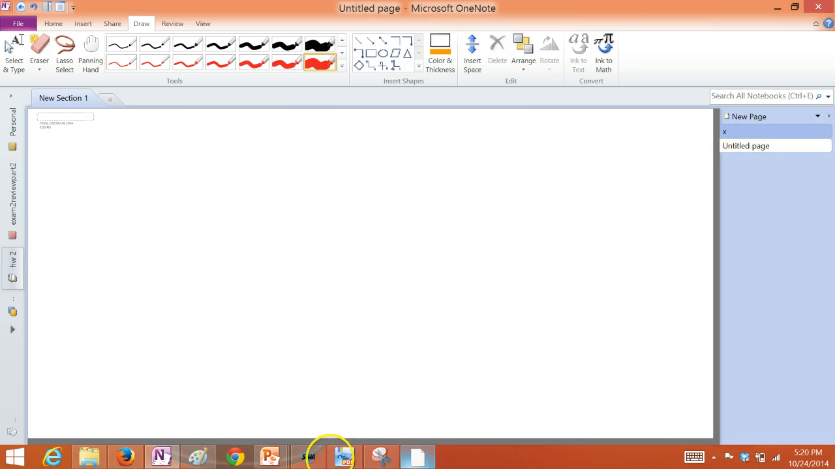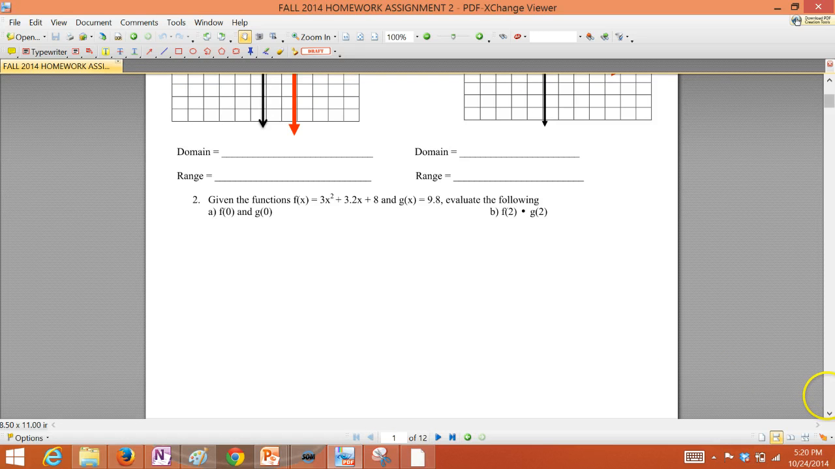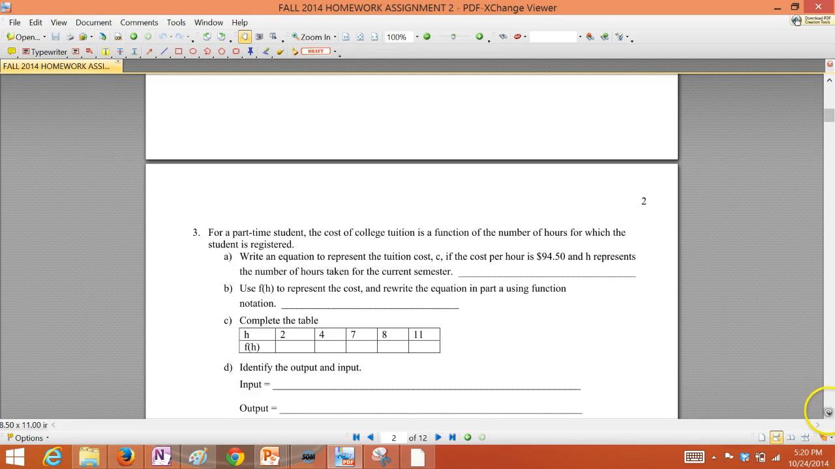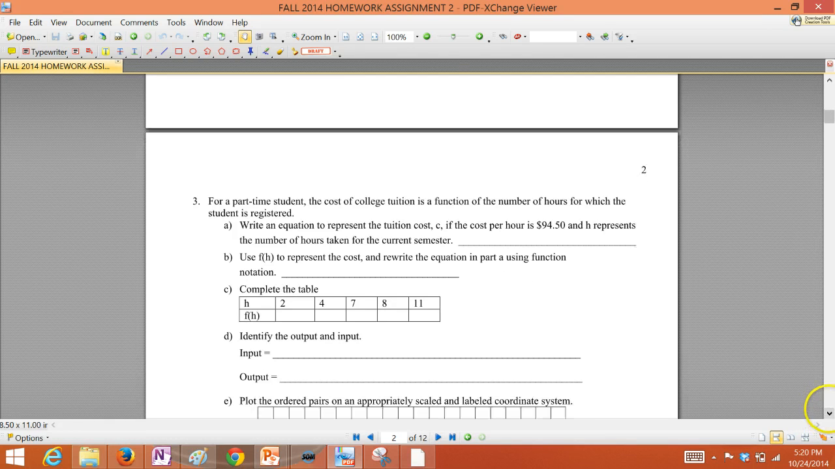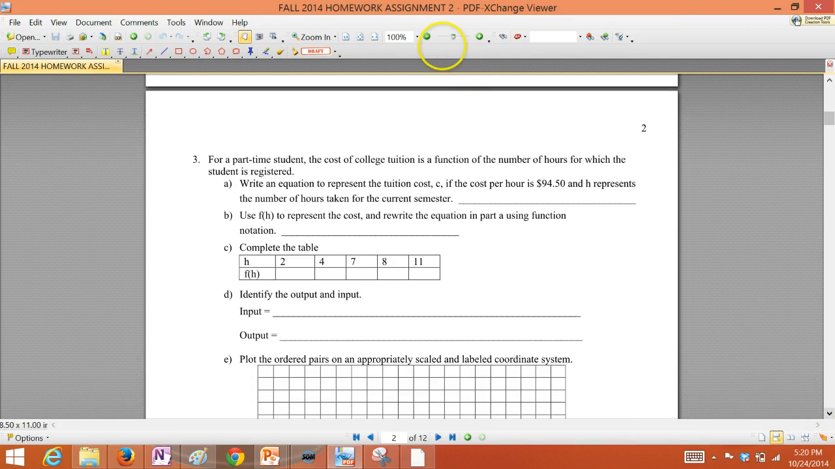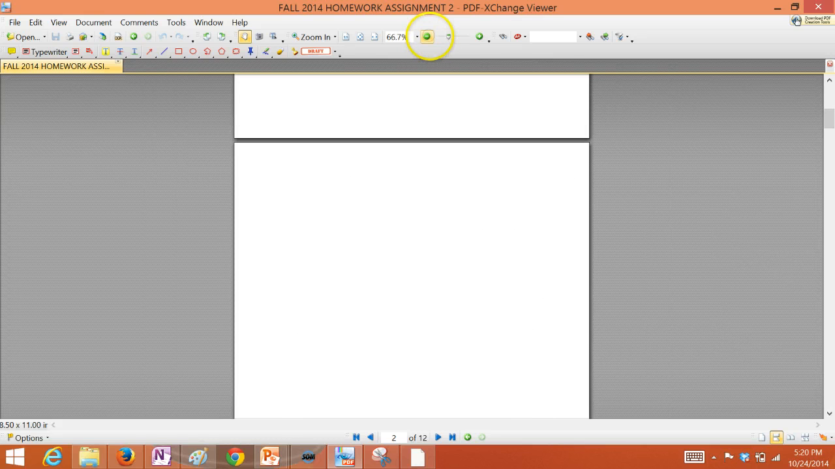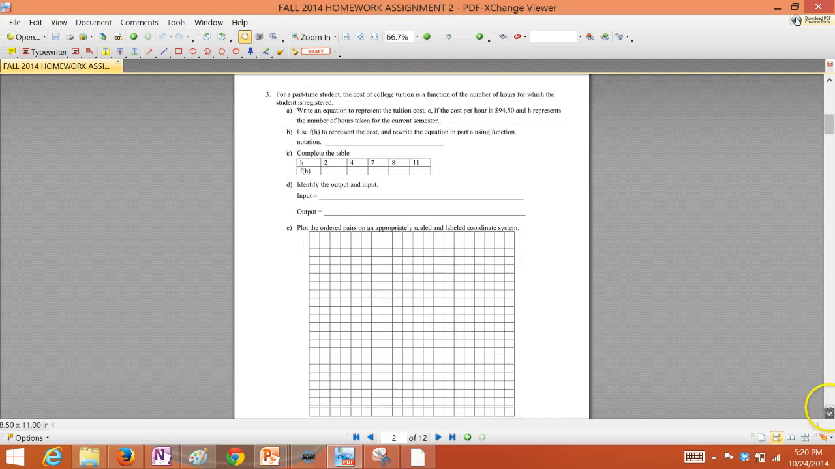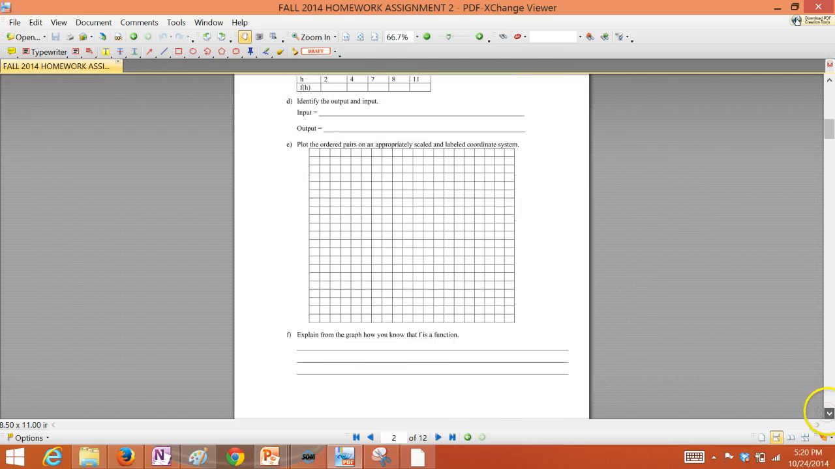That's page 1. So on to page 2, where they ask questions about a part-time student and their cost of tuition. Trying to get it all on one here. This is an entire question on one page.